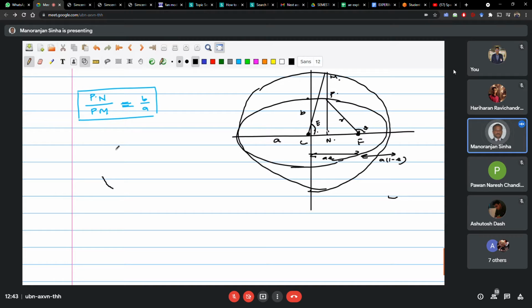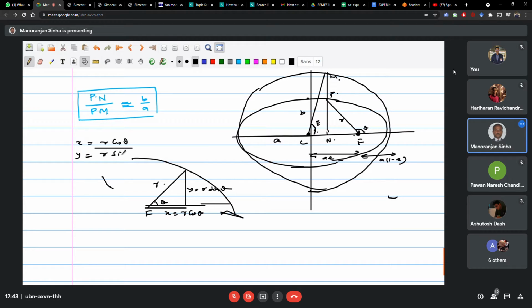So immediately we can see from this place that x equals r cos theta. We have drawn this figure, but this is true for all situations. Say here this is your focus and this is r. So x equals r cos theta and y equals r sin theta. So you can utilize maybe this figure. This is the focus. Center is lying here in this place. So this distance is a.